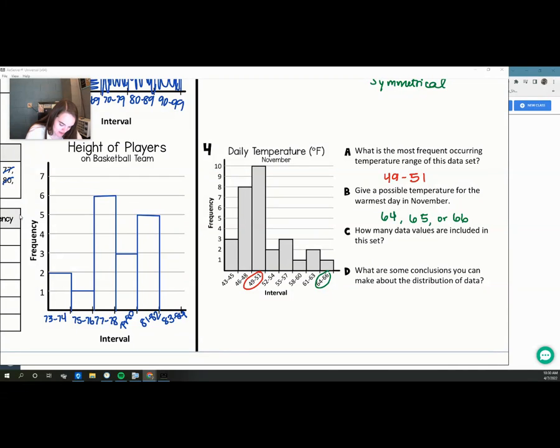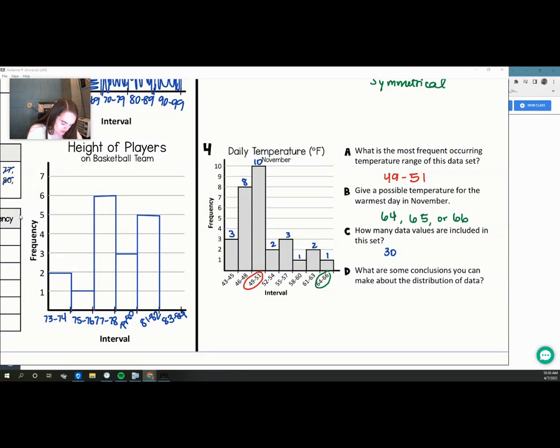Letter C, how many data values are included? So 3, 8, 10, 2, 3, 1, 2, and 1. I'm going to add all those together and I'm going to get 30. Something you can notice is it says daily temperature for November. That's 30 days. But we could also add them together and get 30. That's another way to check.